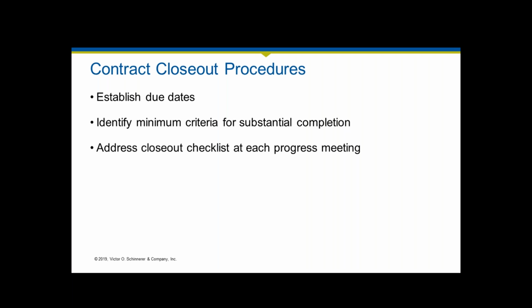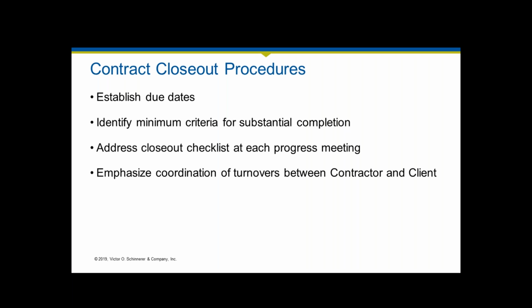So you want to establish due dates, identify the minimum criteria for substantial completion, and then address the closeout checklist at each progress meeting. And the key is for you to emphasize what the turnover is going to look like from the contractor to the owner, to the client. That needs to be coordinated so that everybody's on the same page.